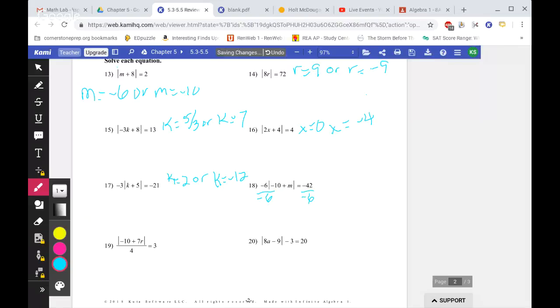Okay. And then now we've got the absolute value bar all by itself on this side because we've divided and got rid of that -6. So we've got the absolute value of -10 plus m equals, and then -42 divided by -6 is +7.